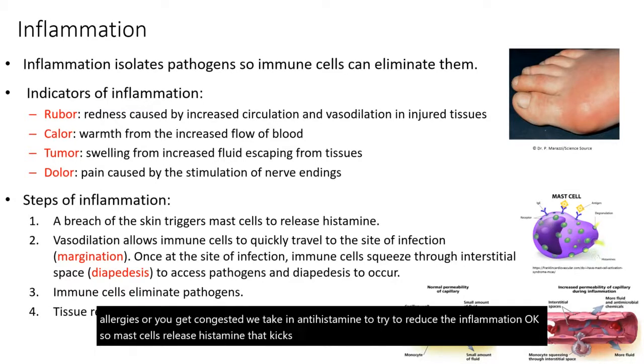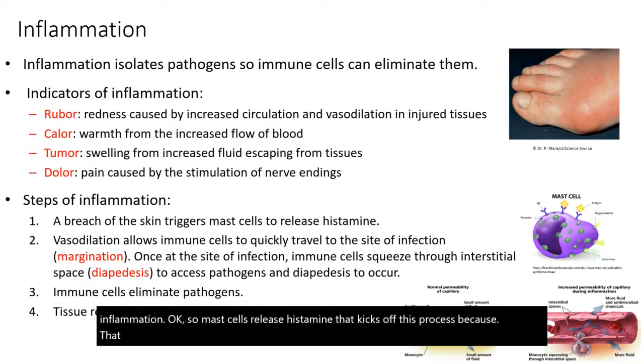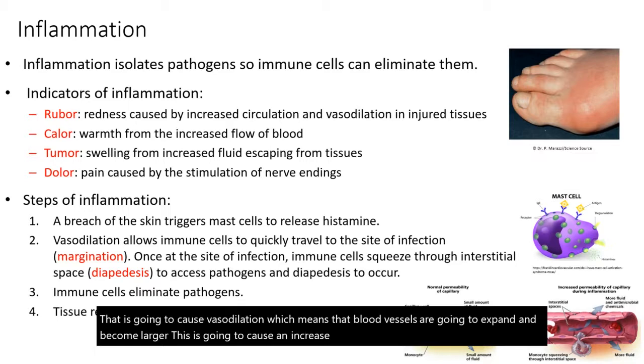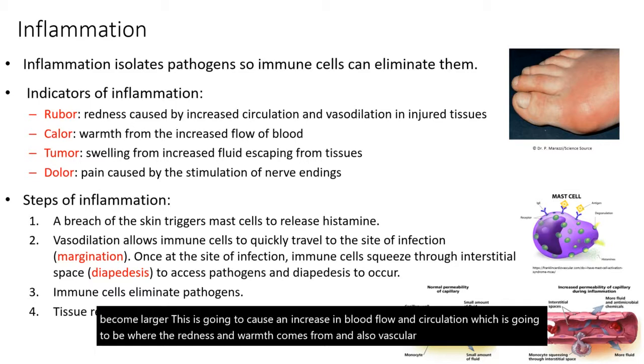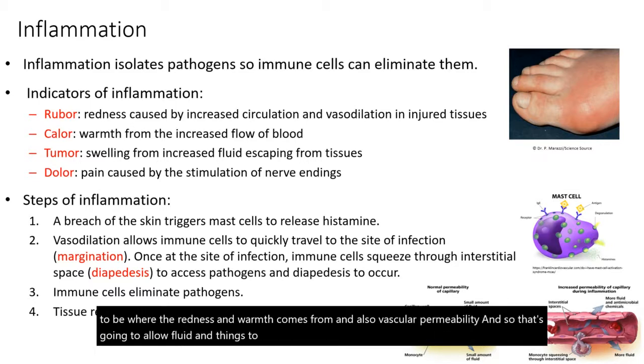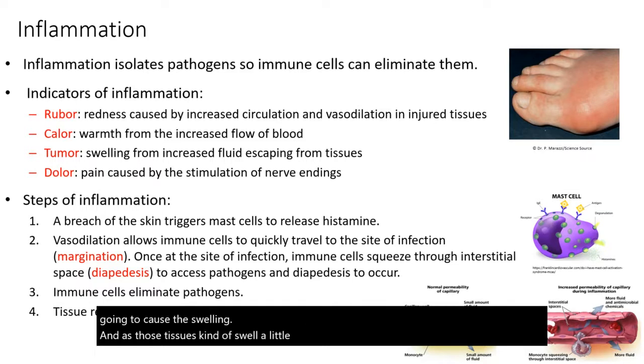That kicks off this process because it's going to cause vasodilation, which means blood vessels are going to expand and become larger. This is going to cause an increase in blood flow and circulation, which is where the redness and warmth comes from, and also vascular permeability. That's going to allow fluid and things to seep into neighboring tissues, which causes the swelling. And as those tissues swell a little bit, it can put some pressure on nerve endings, which is where the pain comes from.